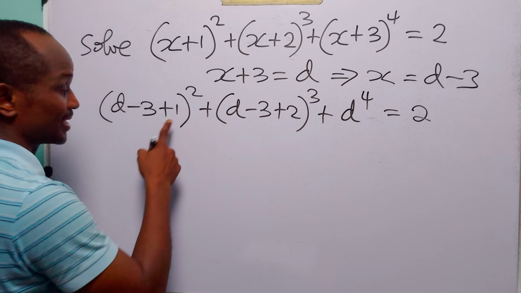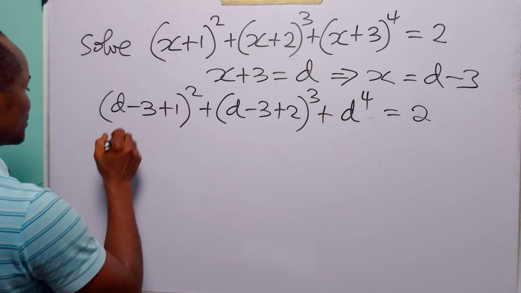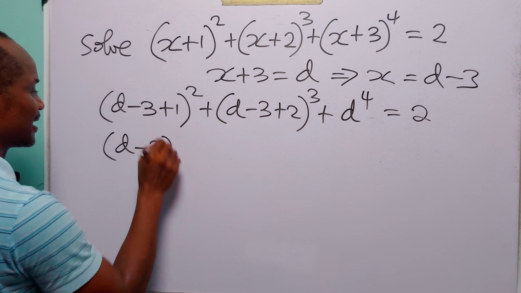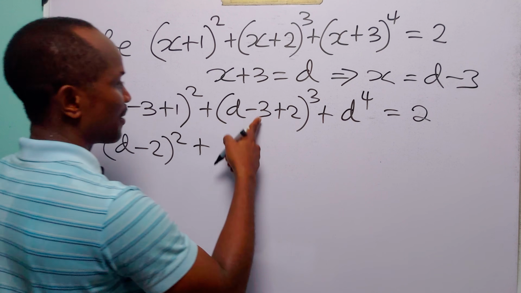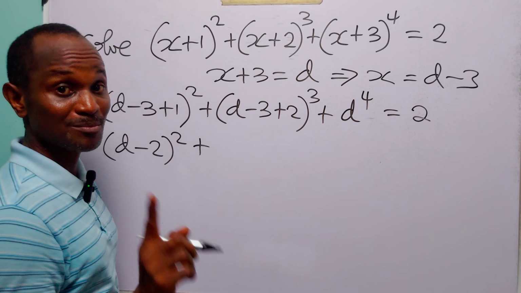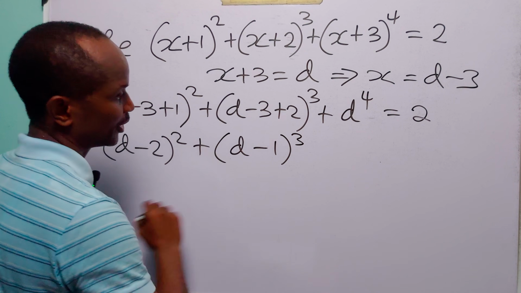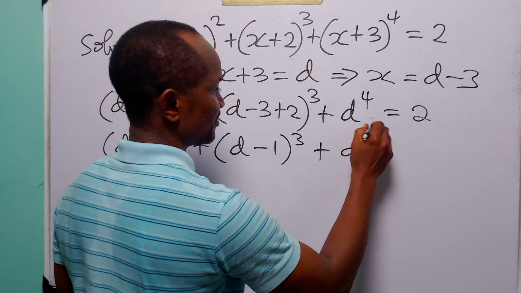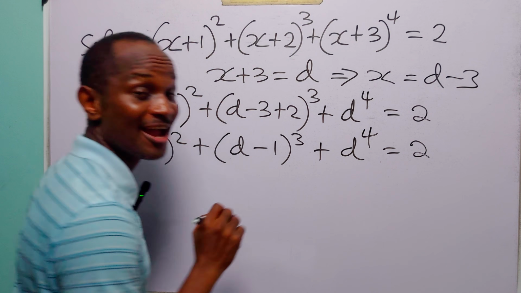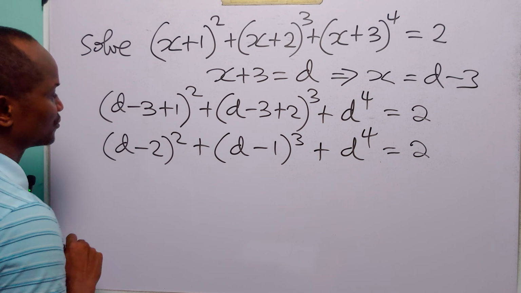Minus 3 plus 1 is equal to minus 2. So here we have d minus 2 squared. Minus 3 plus 2 is equal to minus 1. So here we have d minus 1 cubed. Of course, this remains d to the power 4, and everything is equal to 2.